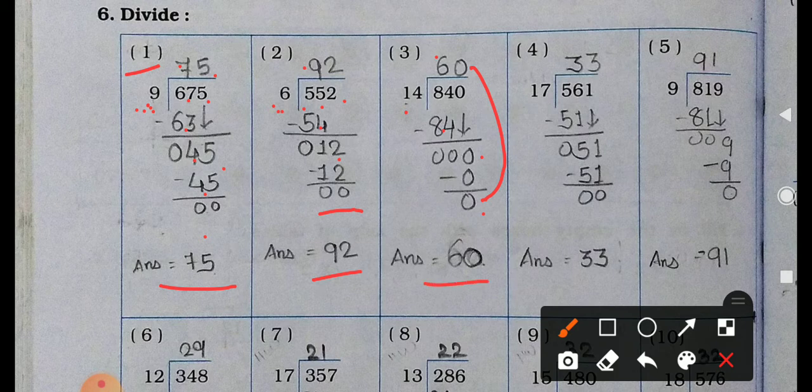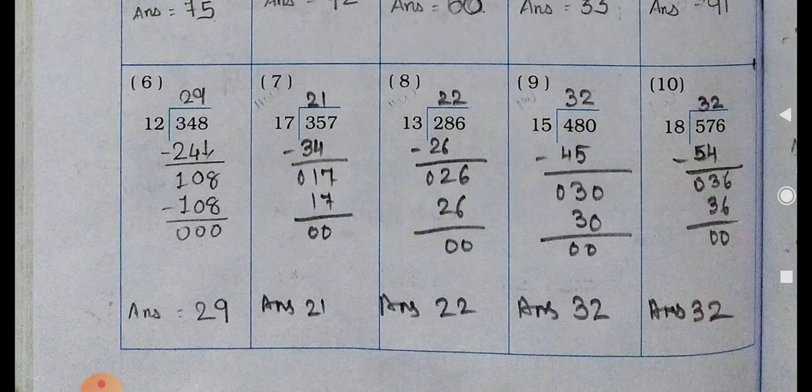Here there is no other number left, so the remainder is 0, so we will directly put 0 here. 17. So 17 3s are 51. 5 will come as remainder and 1 is here, it will come down. So 51, again 17 3s are 51. 0 remainder and 33 is your answer. 5 number. 9 9s are 81. And subtract, you will get 0 and 9 is here, 9 will come down, 9 1s are 9, so 91 is your answer. Like this we have to do the others also.